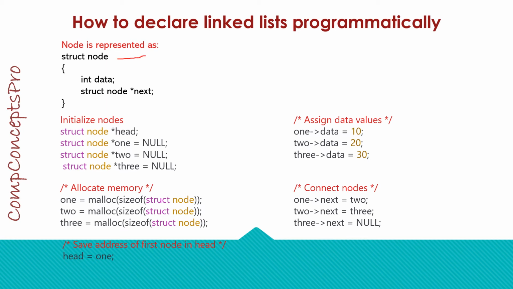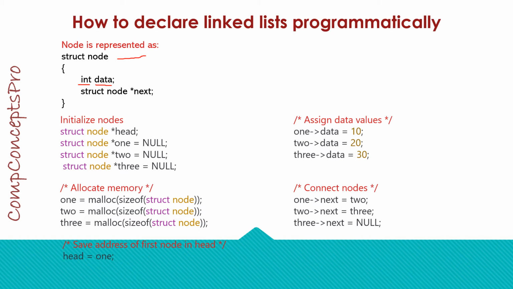A node is basically declared as a structure which has two fields. One is a variable of the type in which we want to store the data. Like if our data is of type integer, we will declare a variable of data type int. If our data is character data, then we have to declare this variable as data type char.